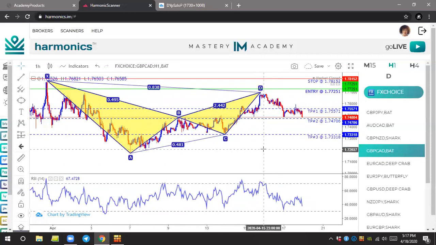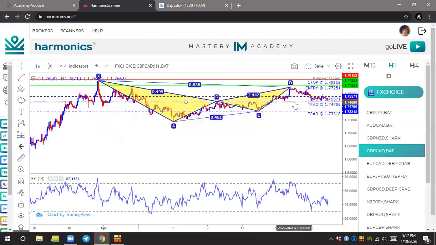Okay, so let's go with this trade, guys. GBP CAD. This will be our last one. The entry was up here, but notice, remember in the past videos when I told you sometimes they won't always get up to the entry zones. Well, let's figure out why they didn't get all the way up there.